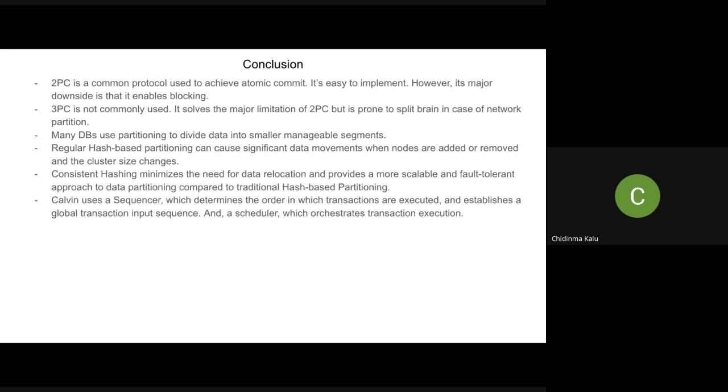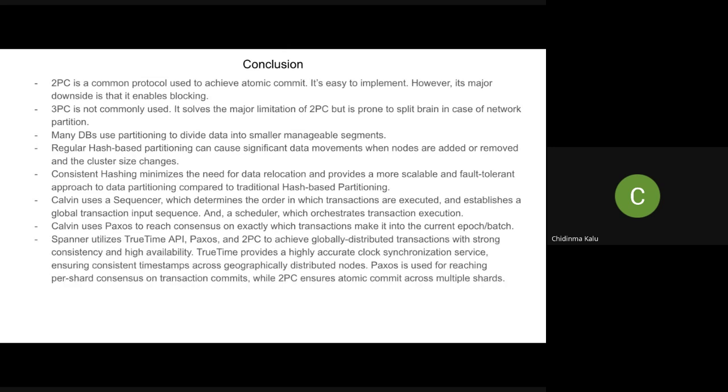We talked about how Calvin uses a sequencer which determines the order in which the transactions are executed, and a scheduler which orchestrates transaction execution. We talked about how Calvin uses Paxos to reach consensus on exactly which transactions make it into the current batch. We also talked about the TrueTime API, which Spanner utilizes alongside Paxos and 2PC to achieve globally distributed transactions with strong consistency and high availability.